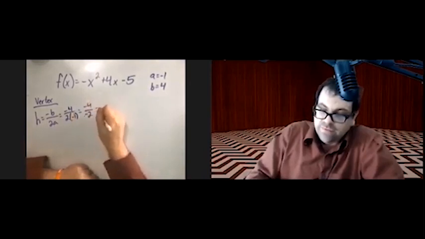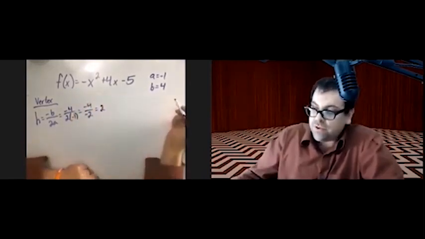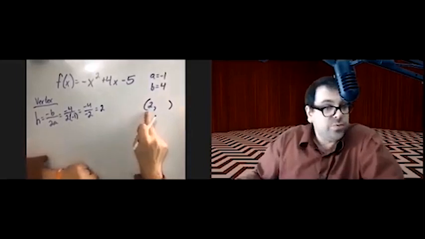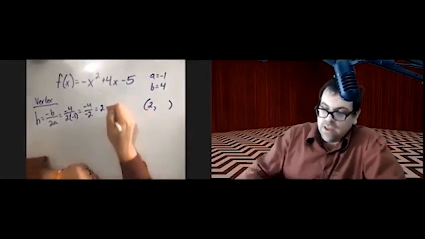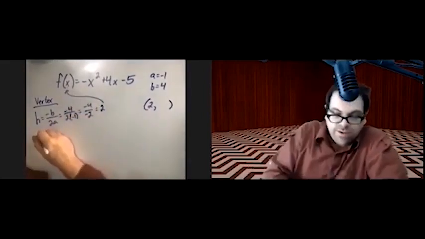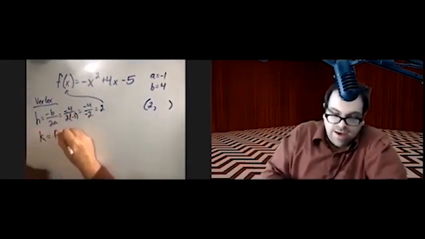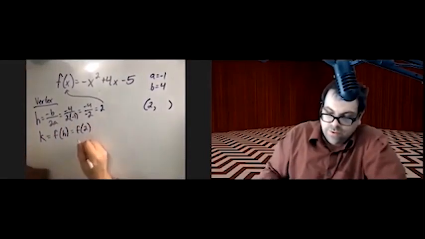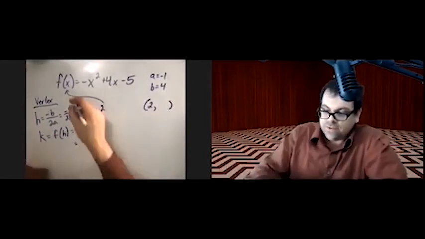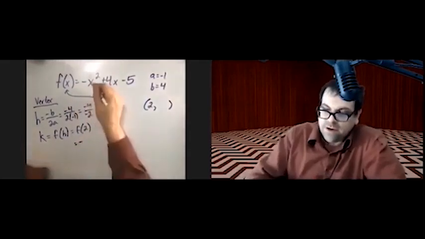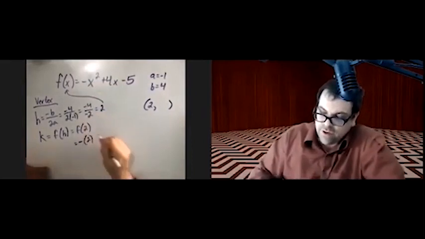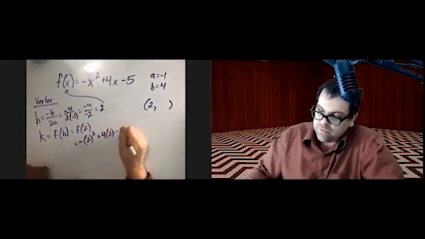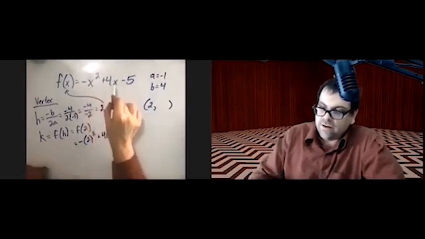That's negative 4 over negative 2, which is positive 2. So far the vertex has a positive 2 for the x value. Let's plug that into the function to find k. K is going to be f of h. In this case, that's f of 2. Which is what? Well, the opposite of just our x squared, the opposite of the 2 squared, plus 4 times 2, minus 5. Plugging it in there and there.